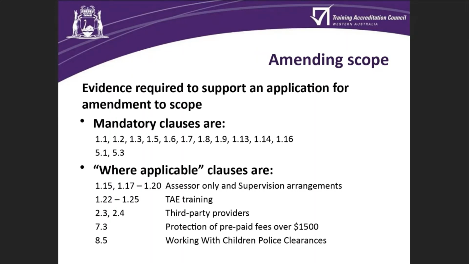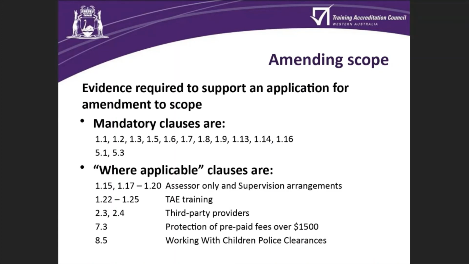Parts of Standard 8, for example, also relate to third-party provision. But 2.3 and 2.4, which talk about the contractual arrangements that you're going to have with third parties and how you're going to monitor those arrangements to make sure there is compliance with the standards, is something you would need to talk about if your new scope involves third-party providers. If your new scope is going to involve prepaid fees of more than $1,500, then you need to have a look at how you're going to protect those.